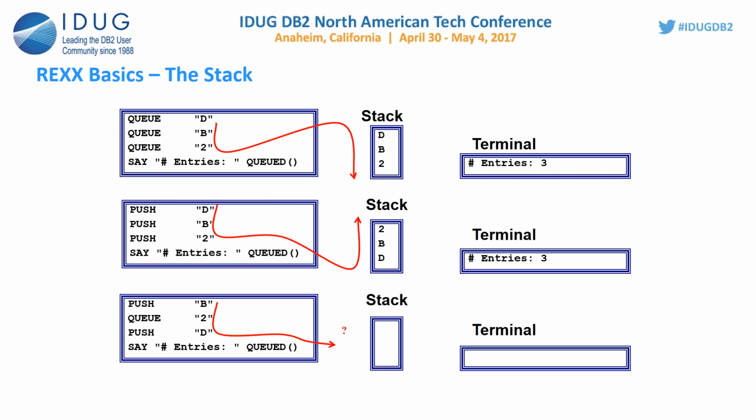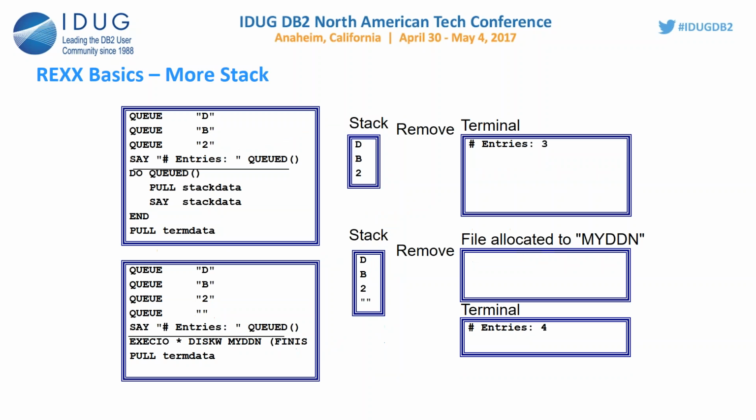Of course, the last way to do this is to mix and match. I push a B, I queue a 2, I push a D. I don't know why you would do that, but Rich says we can. Again, as a practical matter, I use queue quite a bit. Add something to the stack at the bottom, but you can push from the top or queue to the bottom, either way. Again, we're going to see this used in the DB2 interface when we start issuing DB2 commands. It's probably the easiest way to do that.